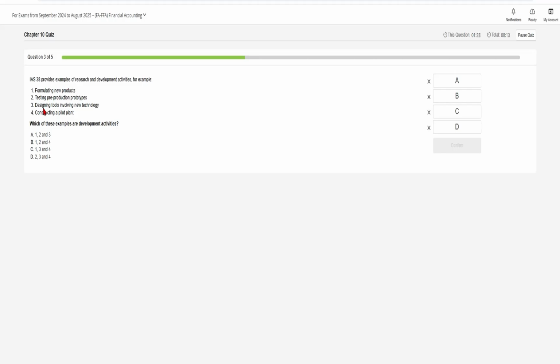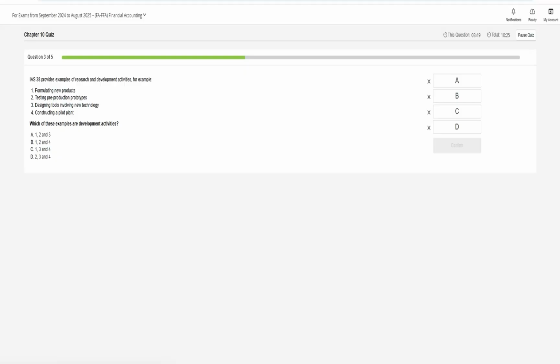Then next is C, designing tools involving new technology. So it's like application of the findings, right? That means you're using the new technology to design the product. So again, it's development, because we are manufacturing the tools that will be used in production. So again, it's an activity related to development. And the last one is constructing a pilot plant. That means we are constructing a small factory where we can test our product, right? So yes, it's also related to development activity, because the trial is happening before commercial production. So again, these are development activities.